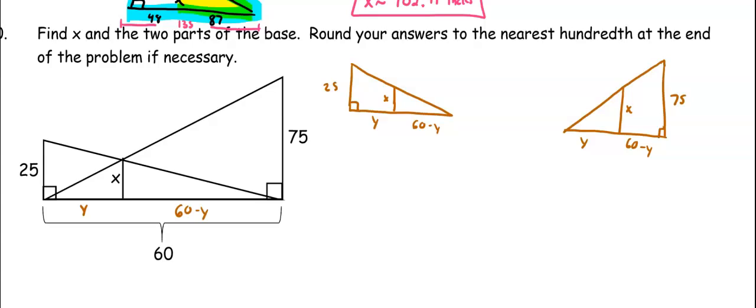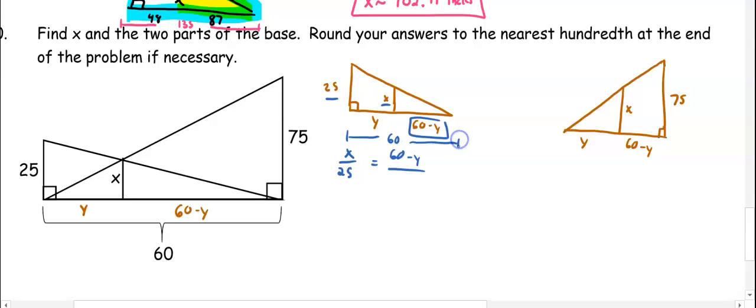So if we look at our triangle here, we have a smaller triangle inside the larger triangle with the 25. So we would have x over 25 equals, and the part of the triangle here is going to be 60 minus y over the whole length of that side, which we already know is 60. So when we cross multiply here, we get 60x equals 25 times 60 minus y, which gets us 60x equals 1,500 minus 25y.